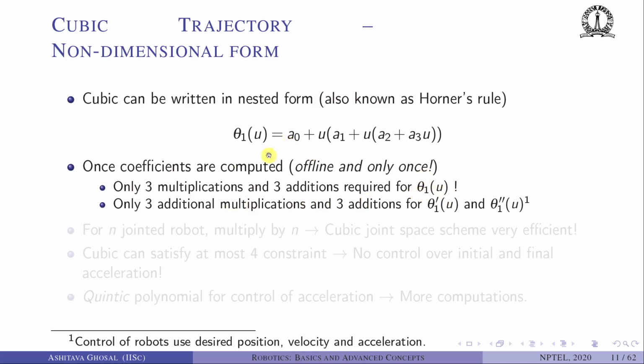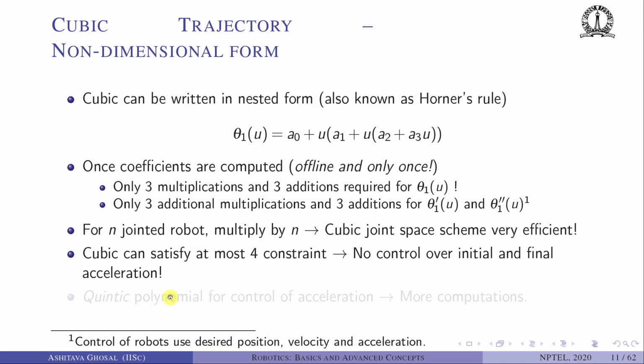We can also find theta1 prime(u) and theta1 double prime(u) by doing just 3 additional multiplications and 3 additions. For an n-jointed robot, we generate theta1, theta2, theta3, up to theta n separately. So we have n into 3 multiplications and 3n additions to obtain the thetas of each one of the joints. In a way, this cubic joint space scheme is very efficient.